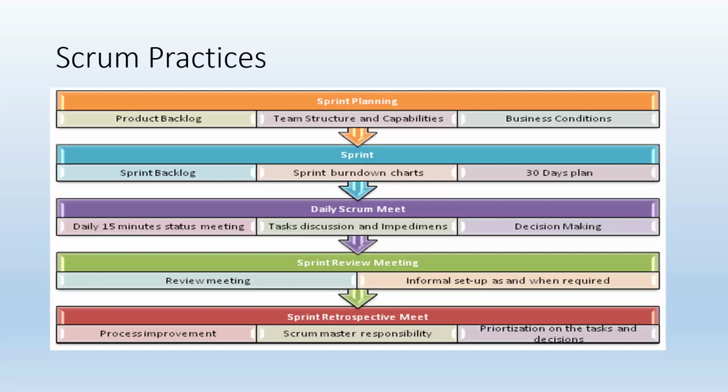All right. So there are 5 phases. 1, sprint planning. 2, sprint. 3, daily scrum meeting. 4, sprint review meeting. 5, sprint retrospective. So there are 5 phases. First is the sprint planning. In the sprint planning, we're going to have what they call the product backlog.